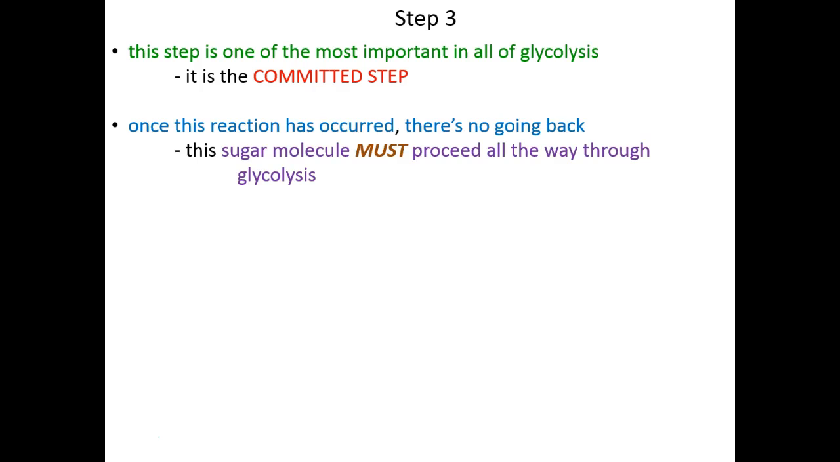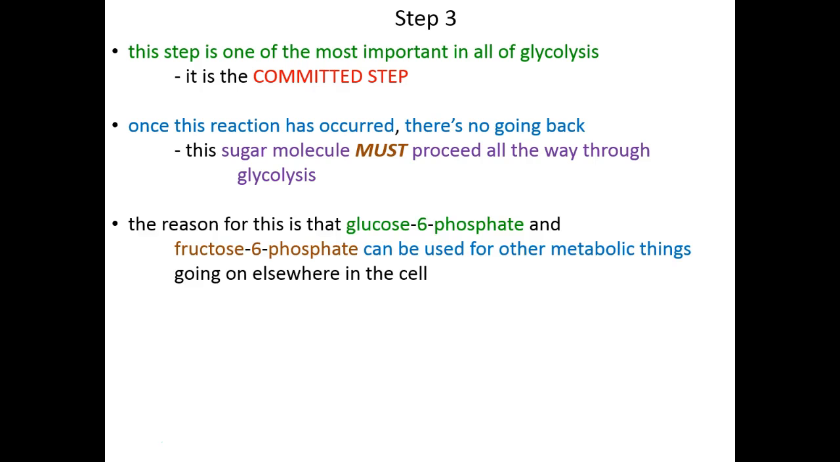Once this reaction has occurred, glycolysis must go to completion. The sugar molecule we are metabolizing must be made into pyruvate. There's no way to back up. The reason for this is because glucose 6-phosphate can be used for lots of other things. Fructose 6-phosphate can also be used for lots of other things that the cell might need. But fructose 1,6-bisphosphate, a pretty useless molecule. In fact, the only thing that fructose 1,6-bisphosphate can do is enter step 4 of glycolysis.